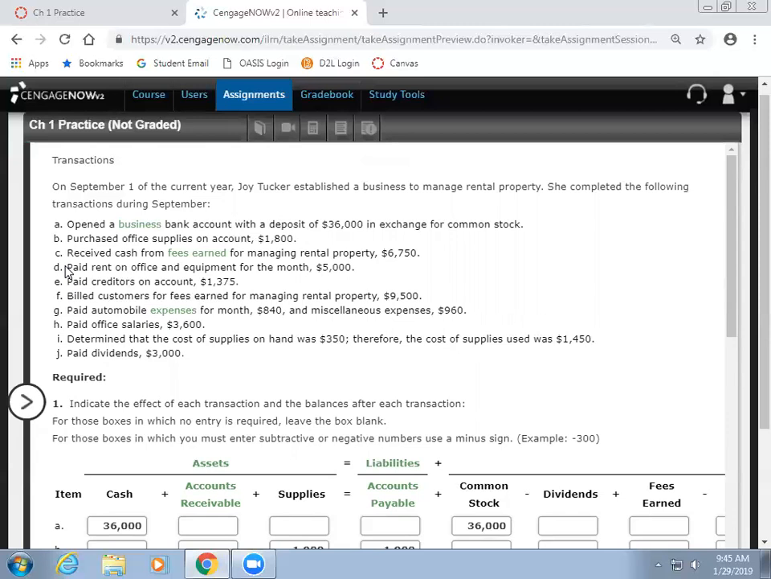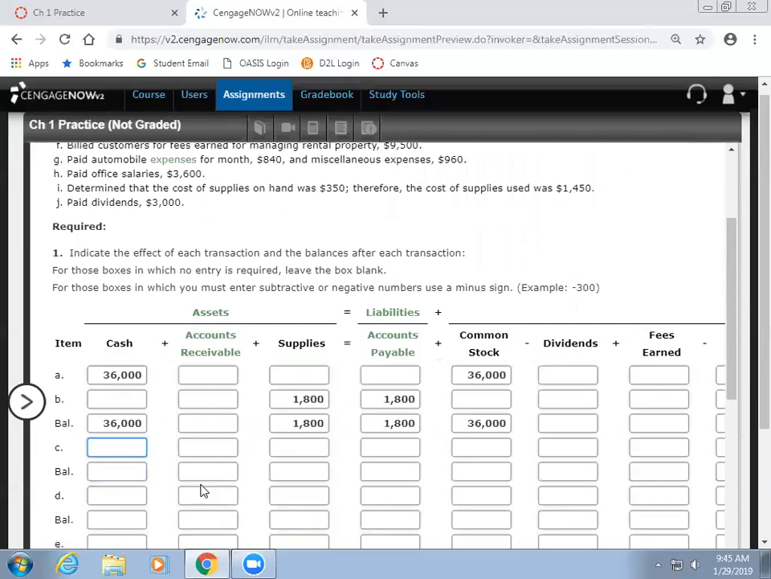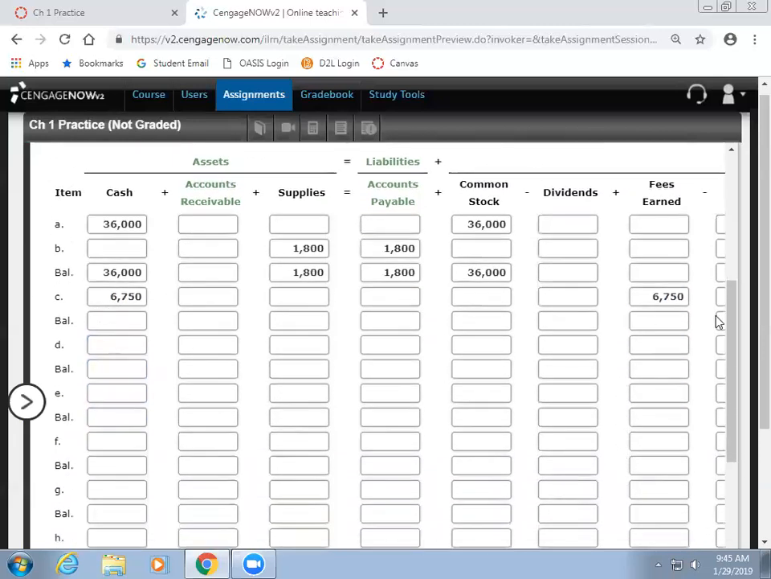So our business is managing rental property. So we actually performed a service. We managed some rental property and we earned revenue. Okay. And they paid us right away. So $6,750 goes on the cash side. And then I would go out to fees earned and put that $6,750. So that one's increasing cash and increasing our revenue account fees earned. And then we just go back through and balance.